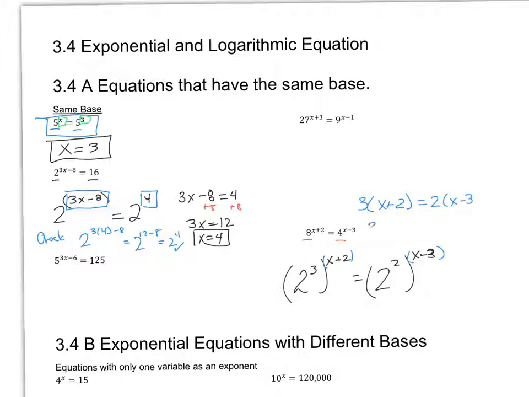And you are left with 3x plus 6 is equal to 2x minus 6. Go through, subtract 2x from both sides, and I'm going to be left with x. I subtract 6 from both sides, and I'm left with x is equal to negative 12.